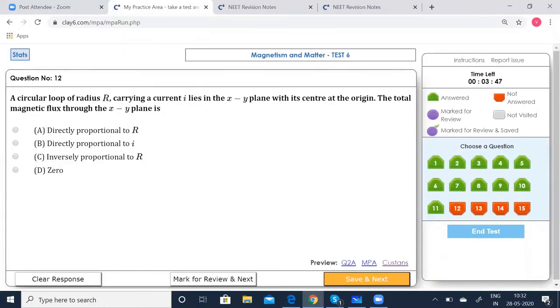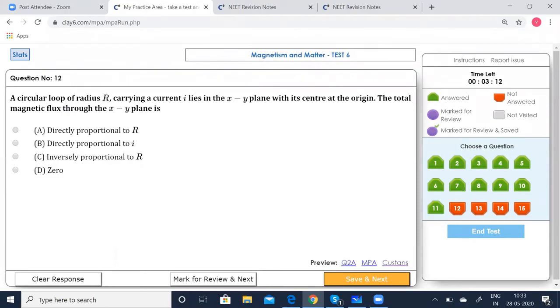A circular loop of radius r carrying current I lies in the xy plane with a center at the origin. The total magnetic flux through the xy plane is what? Now, look at the question carefully. A circular loop of radius r carrying a current I lies in the xy plane. So that loop is now lying in the xy plane with the center at the origin. So the total magnetic flux through the xy plane is what?